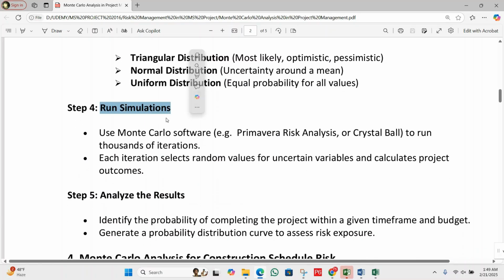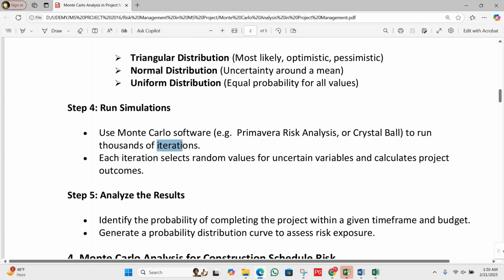Step 4, run simulation. Use Monte Carlo software like Primavera Risk Analysis. Primavera Risk Analysis is very good software to analyze risk and to run simulations like Monte Carlo simulations for project risk analysis, or Crystal Ball to run thousands of iterations.